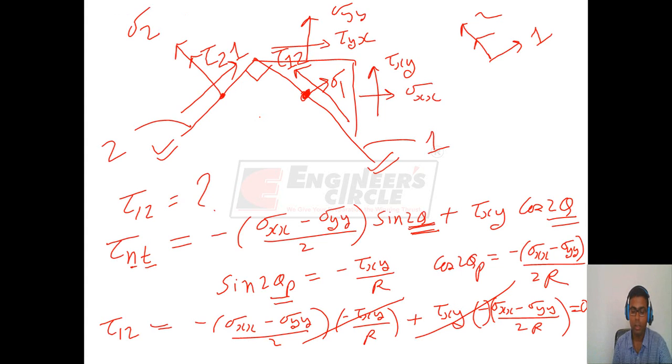That is, the shear stress on principal planes is 0. That is, there is no shear stress on principal planes. That is, I can put tau 21 equal to 0 and tau 12 equal to 0. So principal planes are the planes of pure normal stresses and no shear stresses are acting on principal planes.